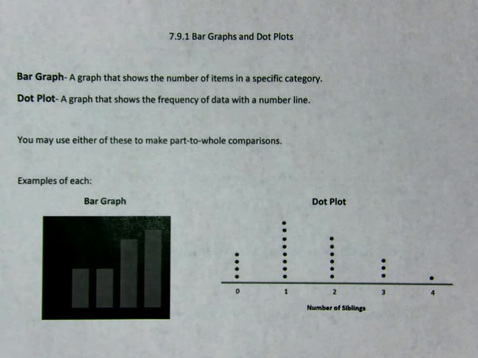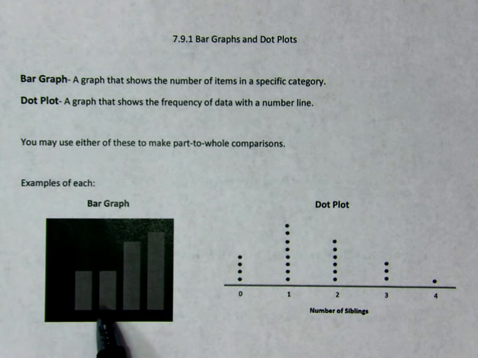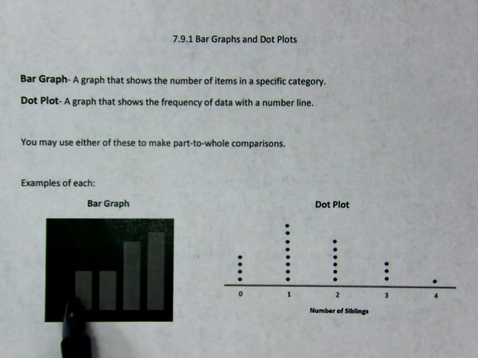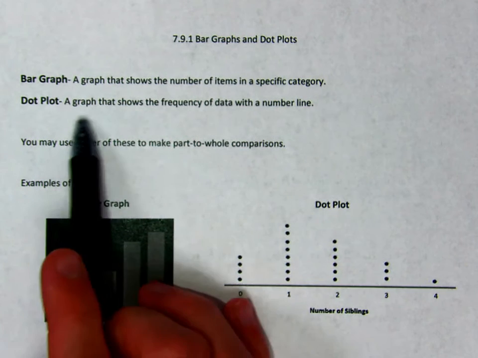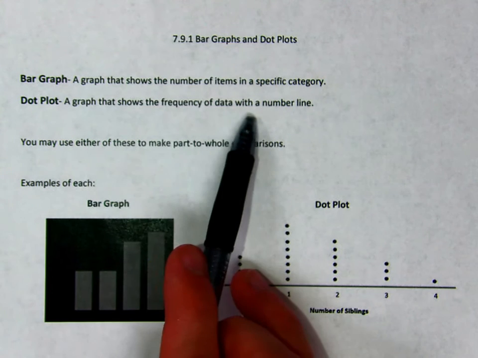Today we're going to talk about bar graphs and dot plots. Okay, so the first two definitions, we have a bar graph, a graph that shows the number of items in a specific category. I know that's a very broad definition, so I've printed out a visual. So you've got a bar graph here and a dot plot here. A dot plot is a graph that shows the frequency of data with a number line.